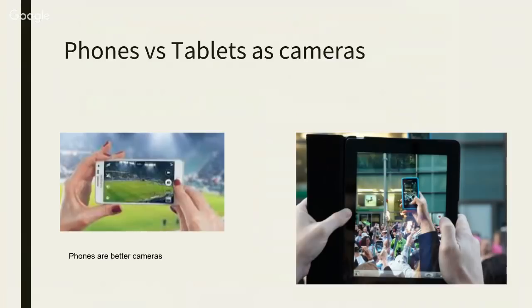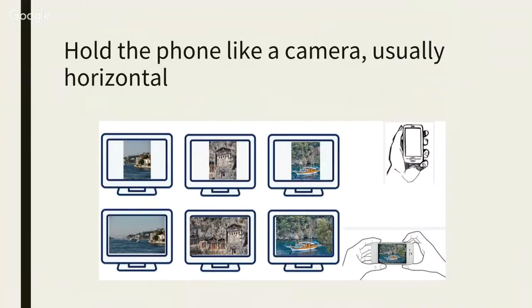Okay, let's go. So phones are better than tablets. View your pictures on a tablet, but take the pictures with a phone. Now, one of my pet peeves is hold the phone like a camera. Usually that means horizontal. That's different from holding it as a phone. When you're holding it as a phone, it's vertical. When you're holding it as a camera, hold it horizontal. Unless there's a good reason to hold it vertical.